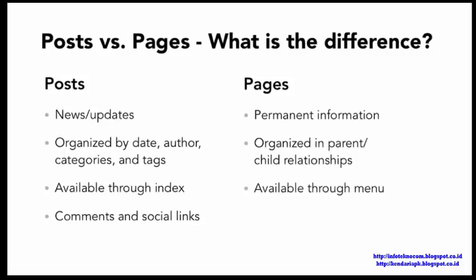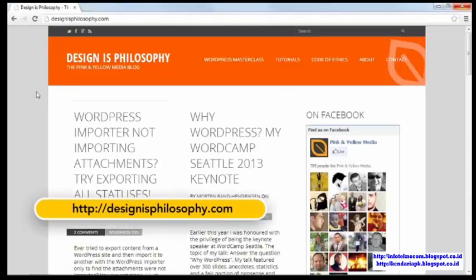And the usual place of providing links to pages are either in the main menu, in a sidebar menu, or in the footer. Pages usually don't have comments. I say usually because in some cases, as you'll see in a second, you want to add comments and maybe even social links to certain pages. And you can do that with WordPress because WordPress lets you do whatever you want with the content you publish. To get a better idea of the difference between posts and pages, let's look at a real example.